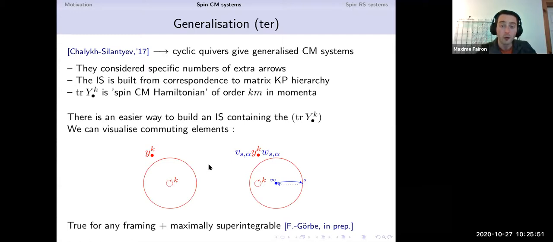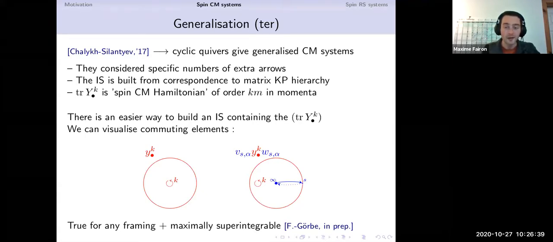But if you want more functions that are Poisson commuting to build an integrable system, there is a trick: start at the new extra vertex, infinity, and go to one of the vertices s with one of the added arrows that you have, for example this v_s^alpha. Then you go a number of times through your cyclic quiver, so this is y bullet to the k. And then you come back to infinity using the exact double of the arrows from which you were starting from infinity. Here it's really important that the two indices are the same in order to build an integrable system. So it's quite nice to visualize the integrable system at the level of the quiver.